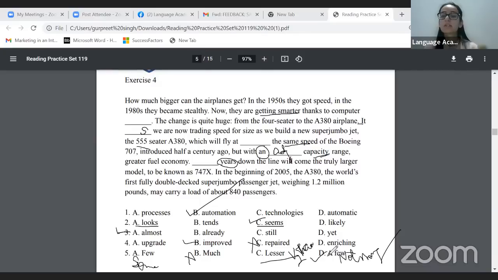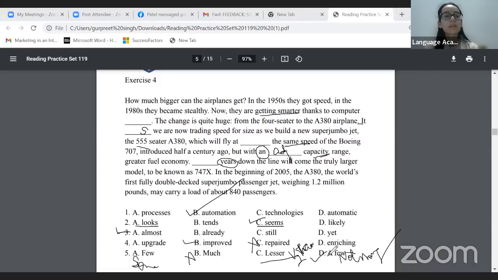Right? These are the answers. Any conclusions, anybody? The first one is computer automation, because things getting smarter is because of automation only. Then it looks like, means it seems. Tense is used when you want to say tendency of something, not when something is very clear in front of you.